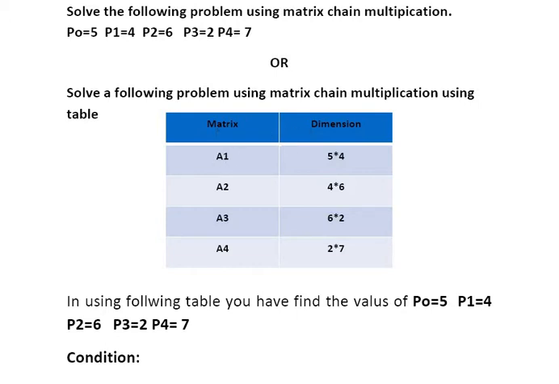You are given a table with matrix and dimension, A1, A2, A3, A4, A5, A6 values. Now you have to find the values here. The dimension is important here: 5, 4, 4, 6, 6, 2, 2, 7. You have denoted the values as P0, P1, P2, P3 and P4. Otherwise, you may be given the direct value of P0, or you are given the matrices and you represent the P0 value. This is the main concept of the matrix chain here. So the P0 value is found.